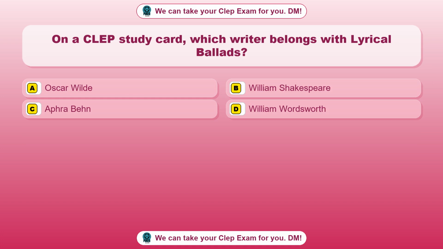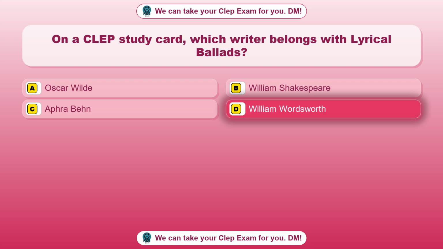Question 91. On a CLEP study card, which writer belongs with Lyrical Ballads? Option A, Oscar Wilde. Option B, William Shakespeare. Option C, Aphra Behn. Option D, William Wordsworth. The correct answer is option D, William Wordsworth.